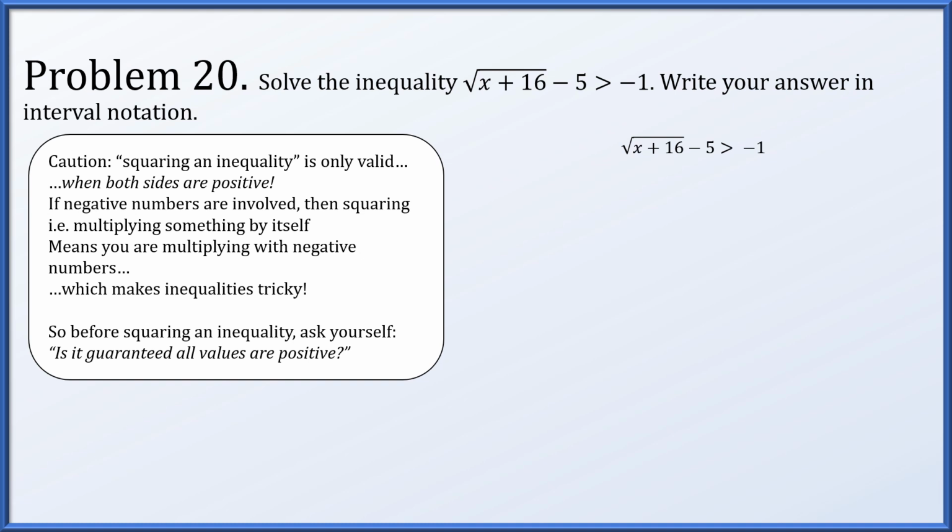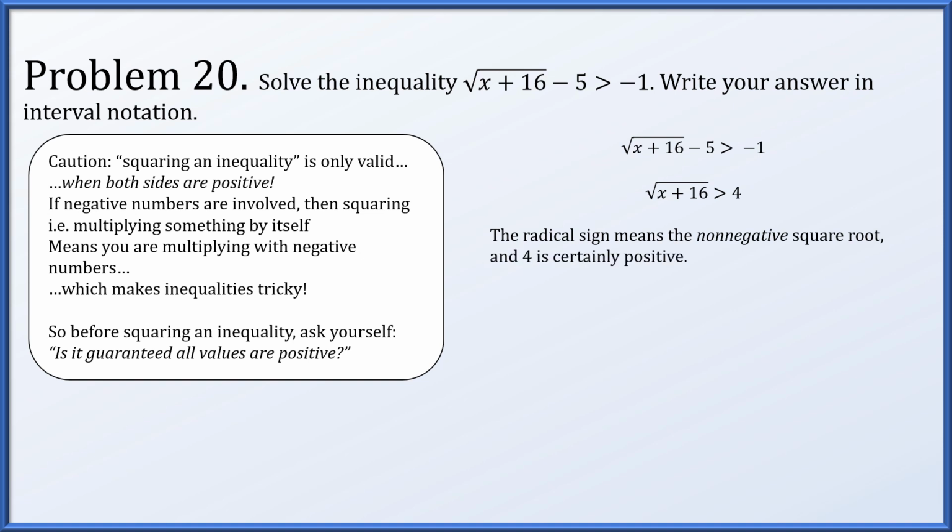So here we have the square root of x plus 16, minus 5, is larger than minus 1. The first thing we do is add 5 to both sides. No trick there. Now the radical sign, by definition, means the non-negative square root of something. If I write, for example, root 16, that just means 4, not minus 4. Root 9 is 3, not minus 3. The radical sign itself tells you this is the non-negative number. And on the right, we certainly have a non-negative number. It's 4. So both sides are non-negative.